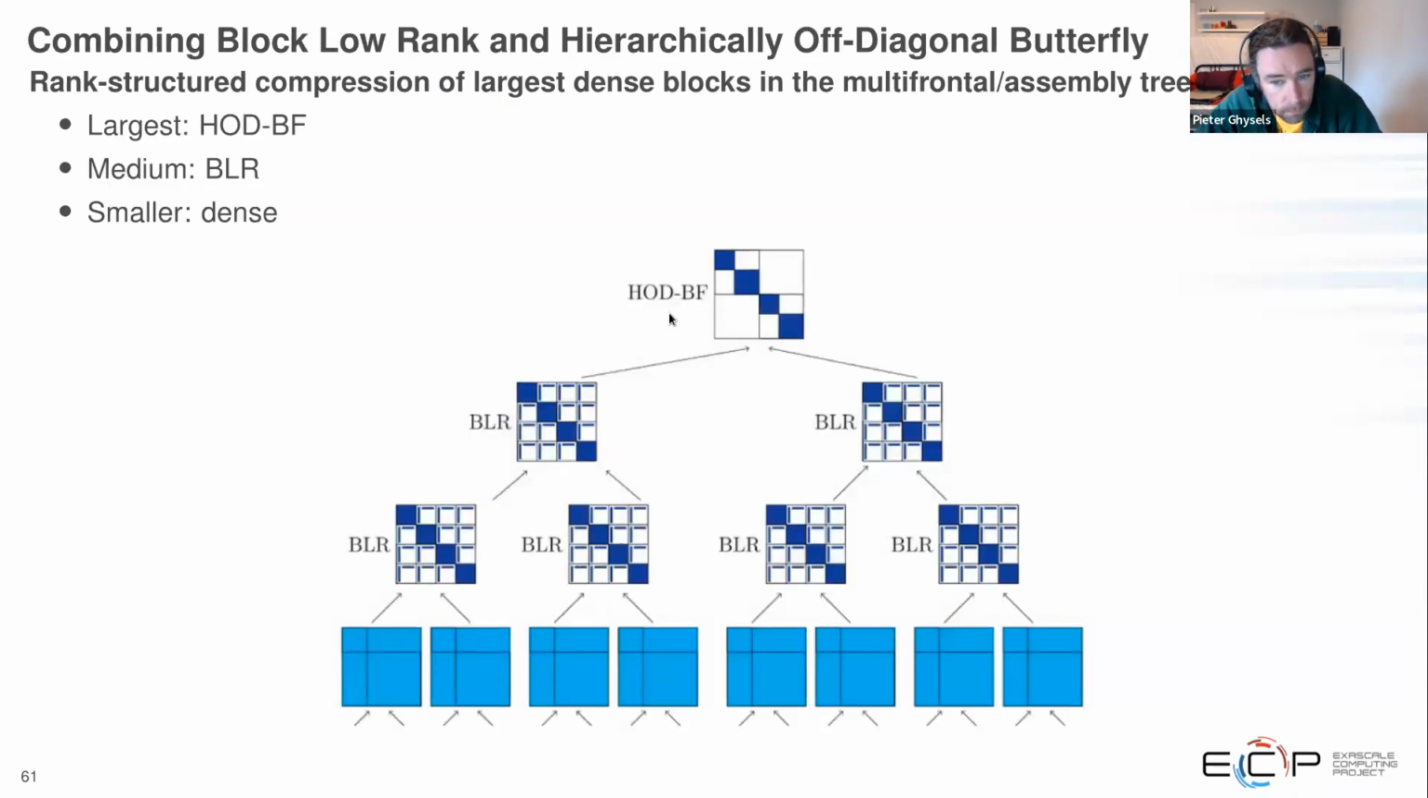So then we can combine different compression algorithms. So as I said, for the smaller matrices, we keep them as dense because there's too much overhead trying to compress those.